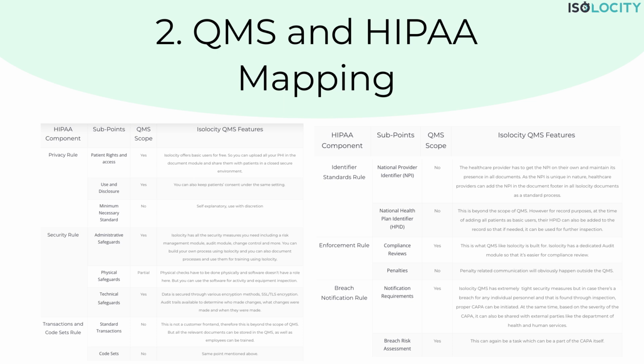When it comes to the Identifier Standards Rule, Isolocity doesn't manage National Provider Identifier, NPI, or National Health Plan Identifier, HPID, directly. Healthcare providers must obtain and manage their NPIs, though the NPI can be included in document footers. HPID details can be added to patient records in Isolocity, but managing these identifiers is beyond the scope of the QMS itself. Next, for the Enforcement Rule, Isolocity QMS is fully equipped to handle compliance reviews with its dedicated audit module, which streamlines the process for easier review.